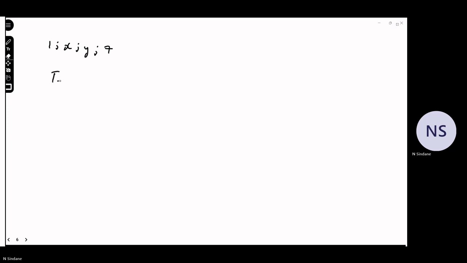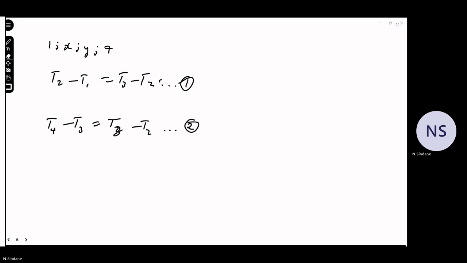So in a simultaneous equation, I know that T2 minus T1 is equal to T3 minus T2. This will represent my equation 1. And again, T4 minus T3 is equal to T3 minus T2. Now it's better. This will represent my equation 2. Now, let's deal with them in that manner. Let's start with equation 1. In this case, T2 is represented by x, minus T1 which is 1, is equal to T3 which is represented by y, minus T2 which is x. And this will represent my equation 1.